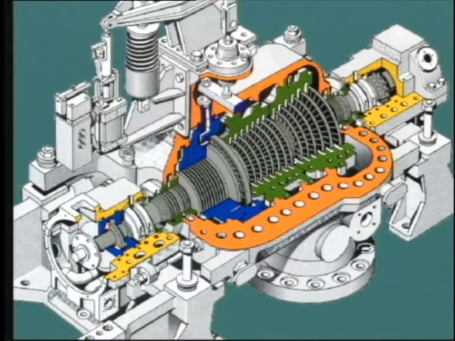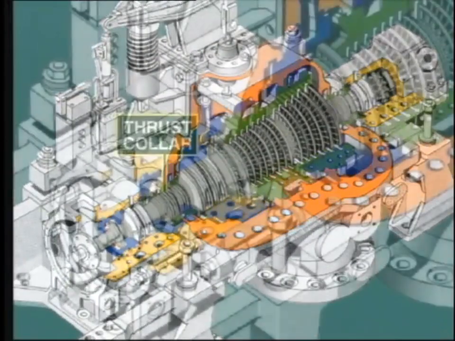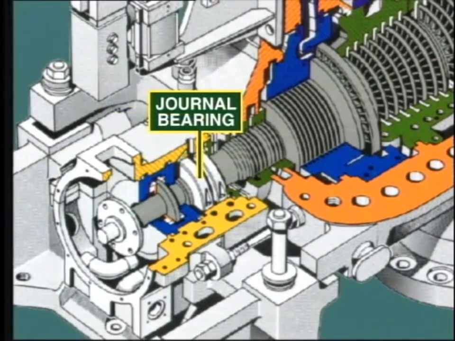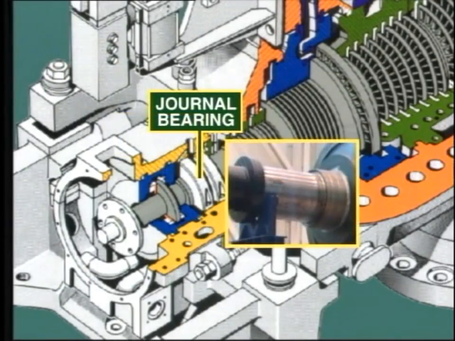Now let's take a close look at a typical rotor. Moving from the front end to the rear, we see first the thrust collar, which bears against the thrust pads during operation. Just ahead of this, there is the portion of the shaft which sits in the journal bearing. This area should be perfectly smooth with no indentations or marks.